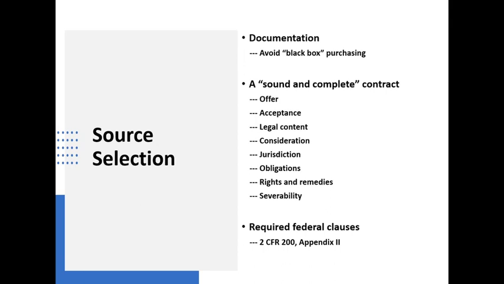Now, here's a place where the rules are weak. That is, what's the result of that source selection? The predecessor requirements that led to the revision of the OMB circulars did a much better job with this.